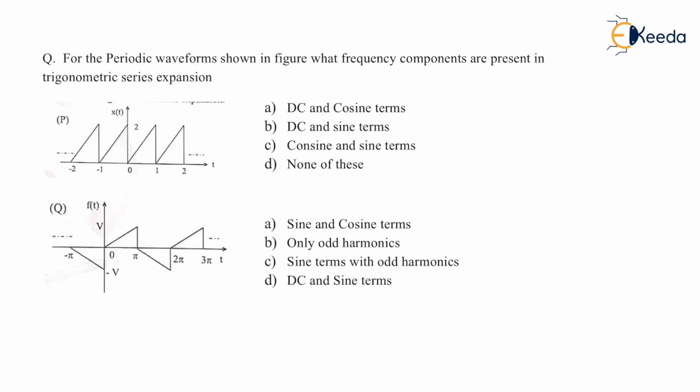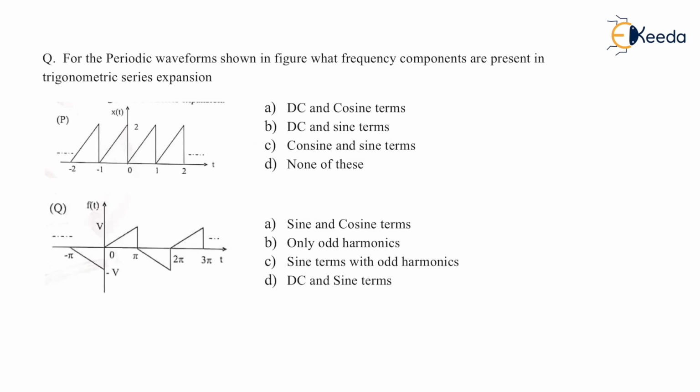Let us go through those questions. The question says, for periodic waveforms shown in the figure, what frequency components are present in trigonometric series expansion? Of course, we know that when it comes to Fourier series, a signal has to be a periodic signal, am I right? And 4 options are given: whether it has DC and cosine terms, DC and sine terms, cosine and sine terms, or none of these.